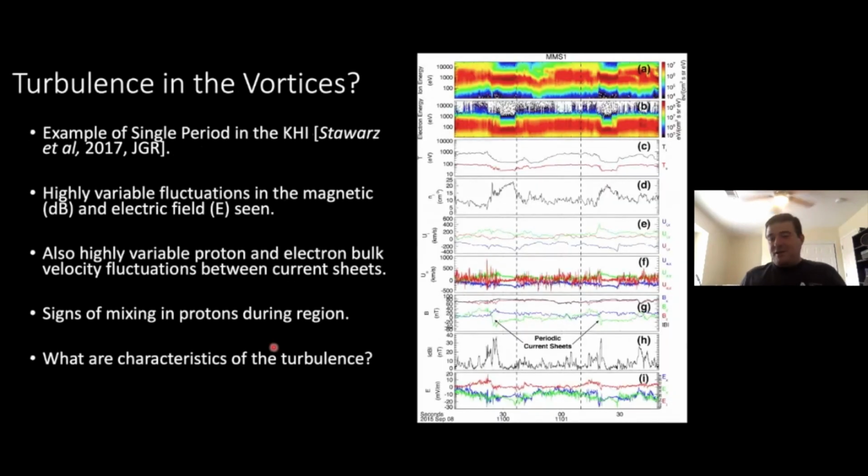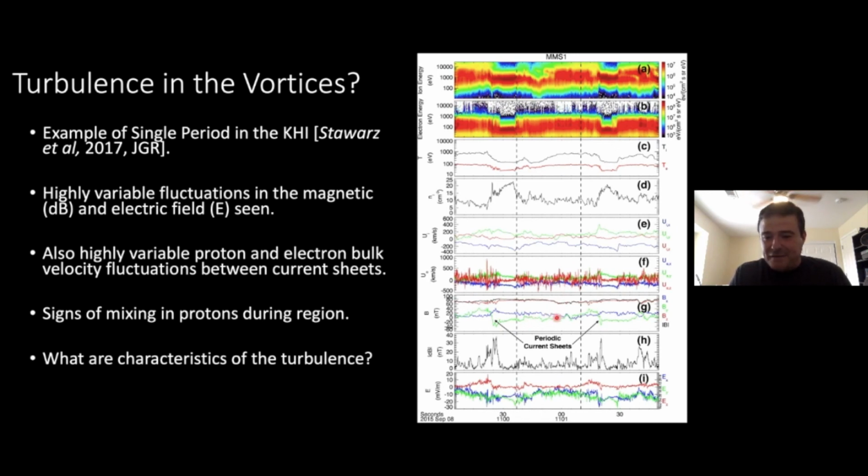So the next process we want to talk about is, of course, turbulence. Do we see turbulence? So this is an example of a single vortex period. Here we have two of these compressed current sheets, and then this region where the By slowly returns to positive and then reverses back on the other sheet. And in this region, we see lots of fluctuations in proton density. We see fluctuations in proton bulk velocity. It's not a steady flow.